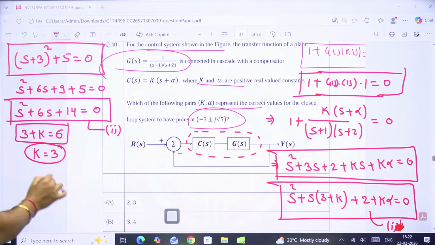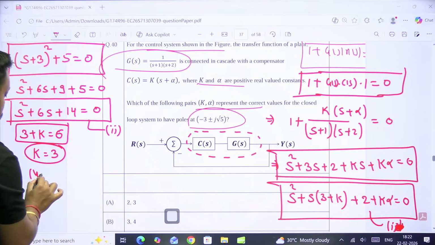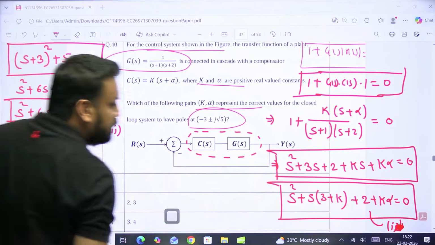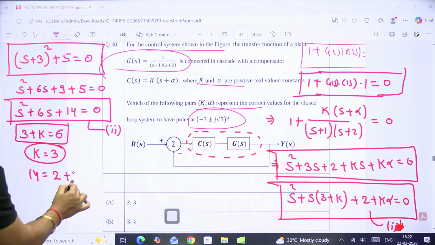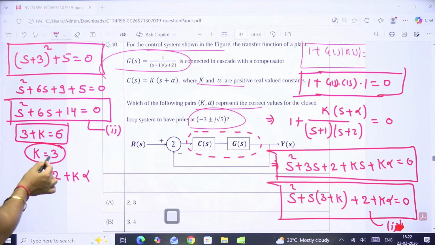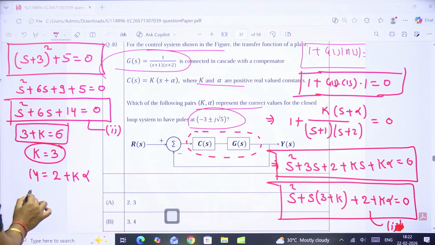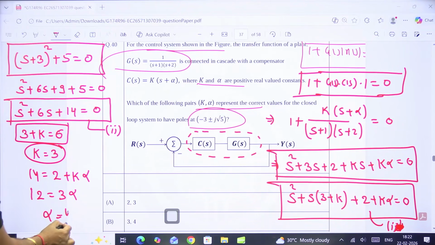Second, 14 equal to what? Just compare this. It will be 2 plus k alpha. So 14 equal to 2 plus k alpha, where k is 3. So 14 minus 2 is nothing but 12, and putting the k value 3, alpha equal to what? 3 4s are 12.